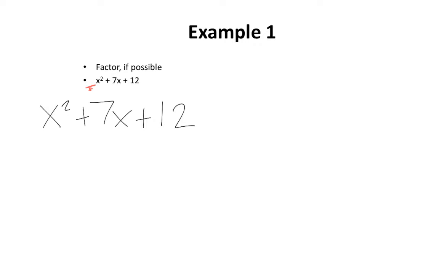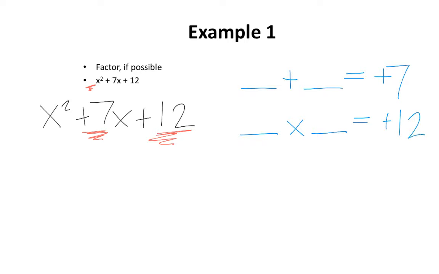I want you to take a close look at the numbers that are present in this expression. Positive 7 is a coefficient, and positive 12 is a constant. We want to find two numbers that when added together equal positive 7, and when multiplied together will give me positive 12. You're going to be using your times tables along with some guess and check.